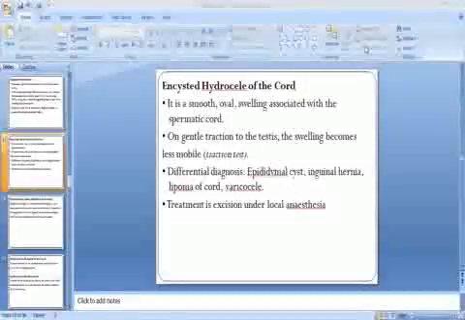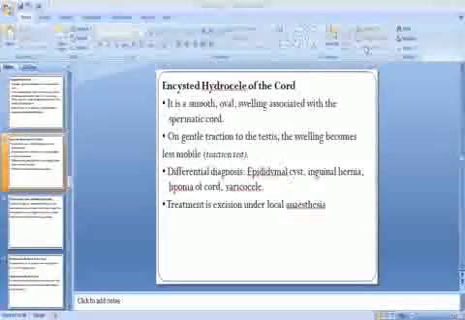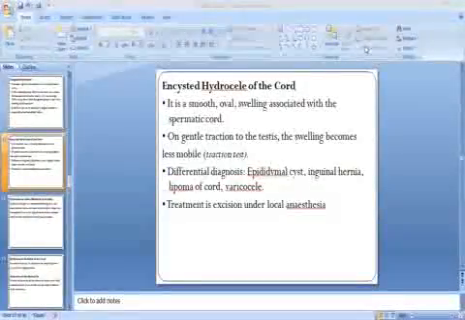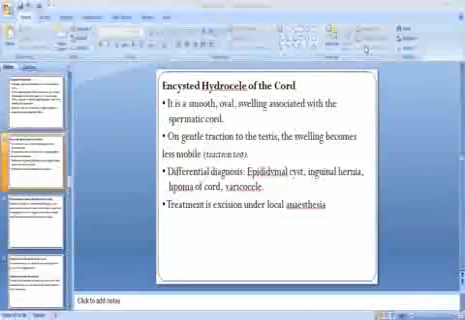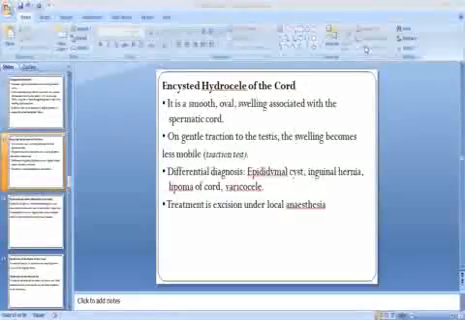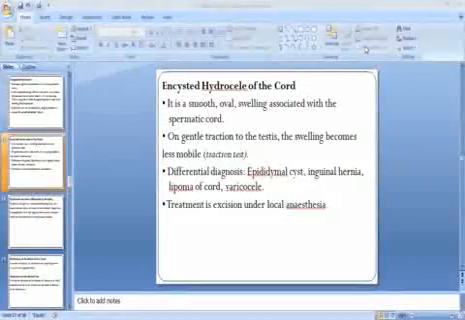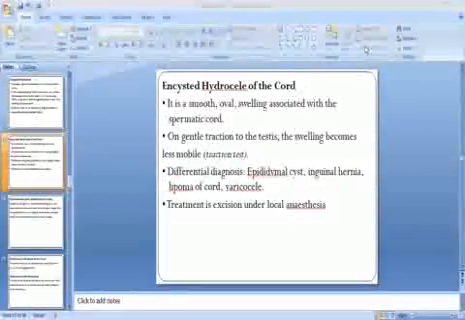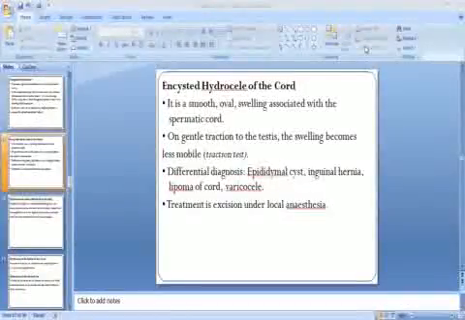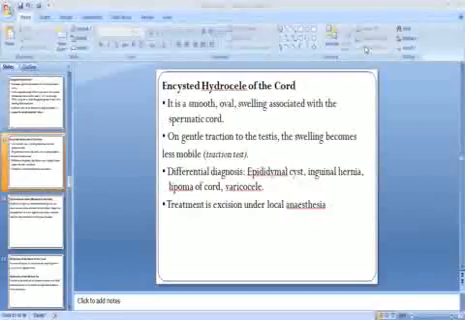It is moved over with the spermatic cord. On gentle traction to the testis, the swelling becomes less mobile. This is the test. The differential diagnosis includes epididymal cyst, inguinal hernia, lipoma of the cord, varicocele. Treatment is excision under local anesthesia.